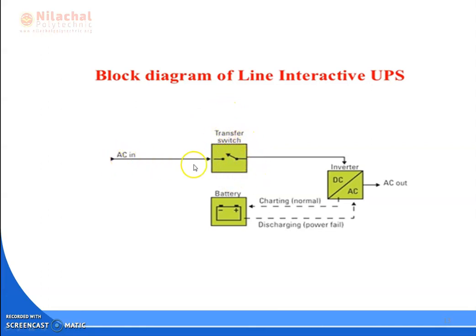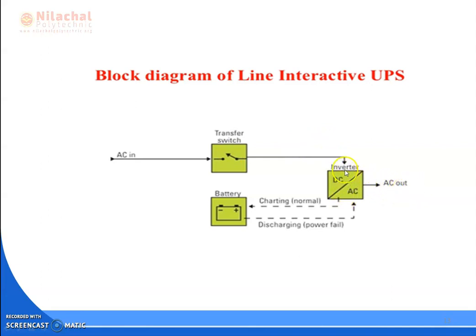It takes the AC input. When the current is on, the transfer switch is on. Okay, the transfer switch, we can say the switch is closed, the circuit is closed, the AC current flows, and the inverter takes the AC current and gives the AC output. It takes the primary AC current in, the transfer switch is closed, and it will give the AC output.